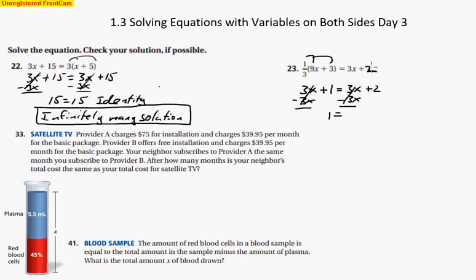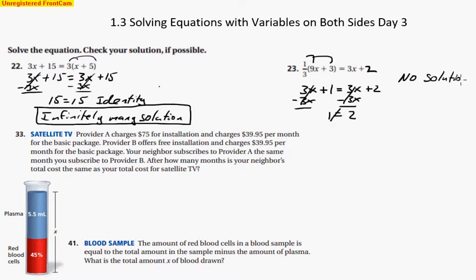But in this case, when I changed this to a 2, it made this a case where we do not have an identity. We have an untrue statement. And so the answer would be no solution. There is no number in which I can put a value in for x and get a true statement, an identity. And so this would be a no solution.